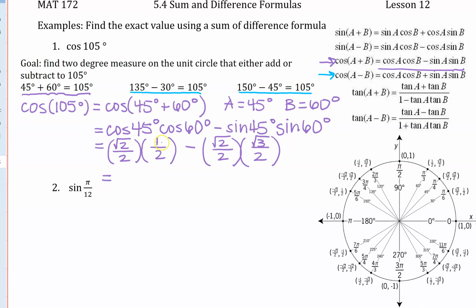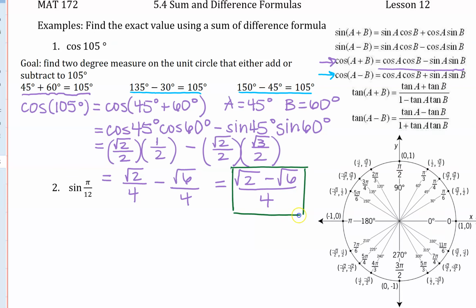Multiplying straight across the numerator, root 2 times 1 is root 2. 2 times 2 is 4. And we are subtracting. Root 2 times root 3 is root 6, and 2 times 2 is 4. We already have a common denominator, so I can write this as one fraction to get root 2 minus root 6, all divided by 4 as the final answer for cosine of 105 degrees.